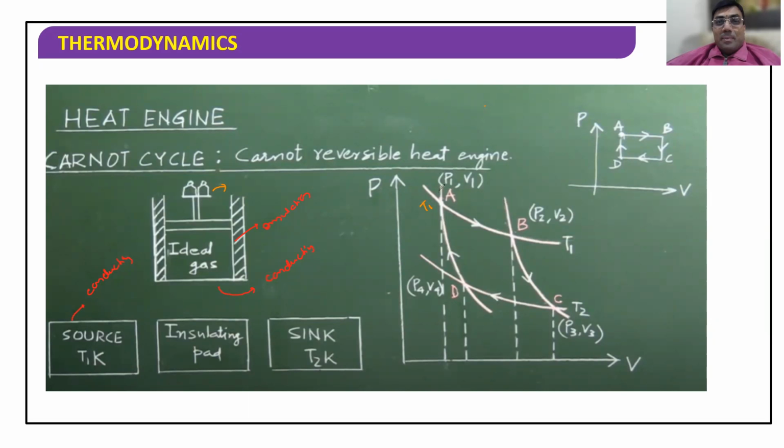So is P2 greater or P1 greater? P1 is greater. Can you see the graph also, which is the highest point? P1. Next, volume. Expansion means volume is more, so naturally V2 is more. Can you see the graph here? Here pressure is more, here volume is more. So you got a new situation.